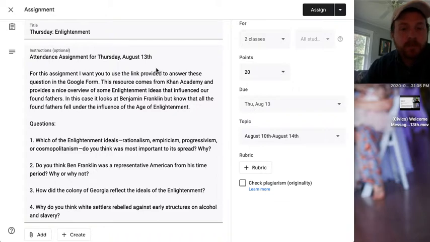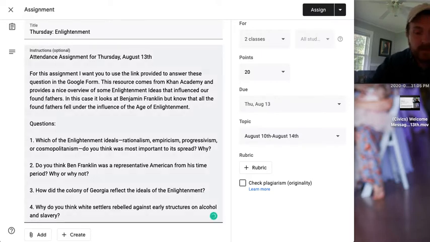This resource comes from Khan Academy. It's a very popular online distance learning platform for adults and classes as well. We won't use this all the time, but it's more up to date than the textbooks I have. This provides a nice overview of some Enlightenment ideas and gives you an idea of what the Enlightenment is that influenced our founding fathers. Let me switch this. This should be founding fathers.